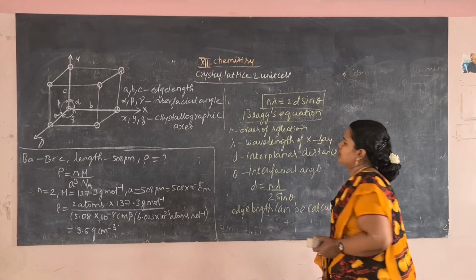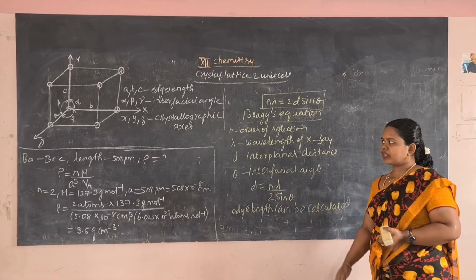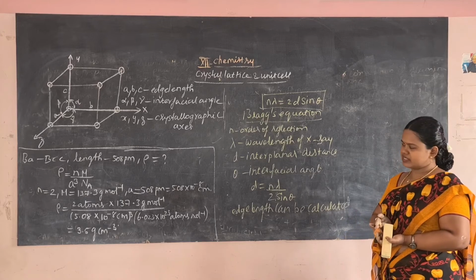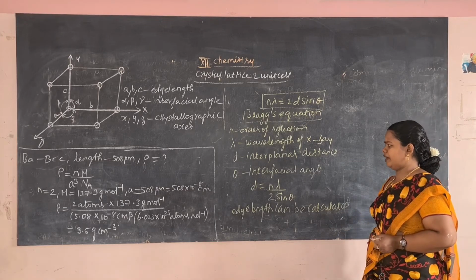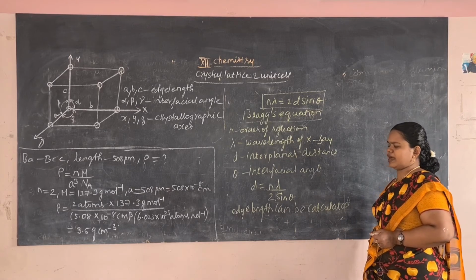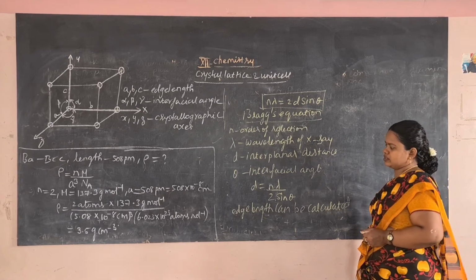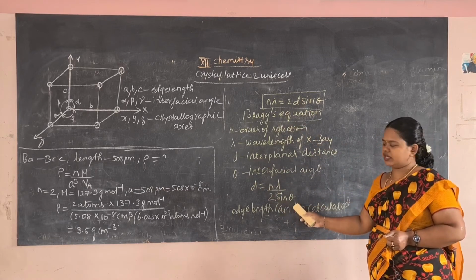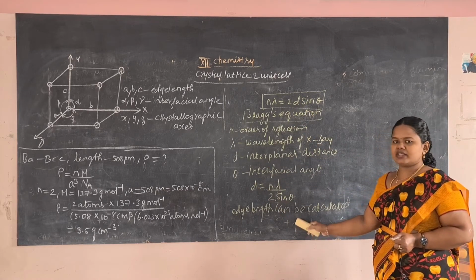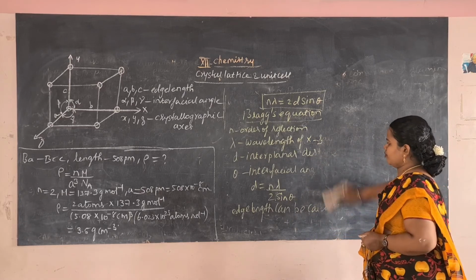That is n lambda is equal to 2d sin theta, Bragg's equation. N is the order of reflection, lambda wavelength of X-ray, d interplanar distance, and theta interfacial angle. If you want to calculate d, you rearrange this equation, n lambda by 2 sin theta, and the edge length can be calculated from these parameters.